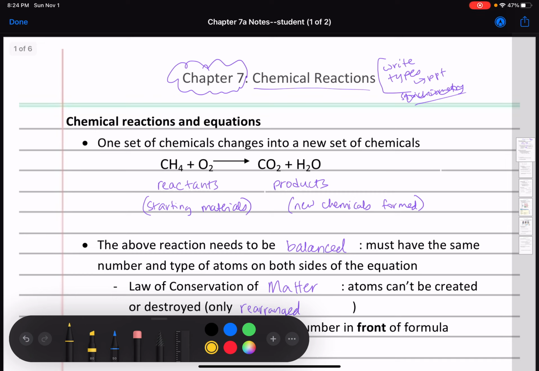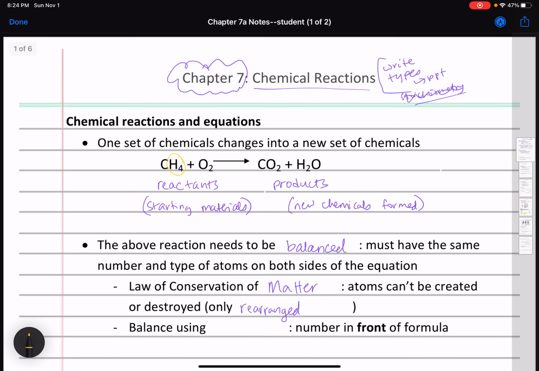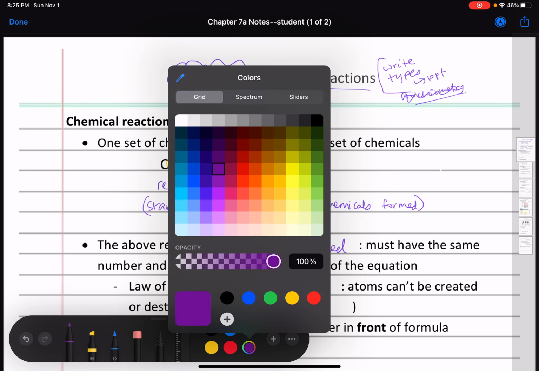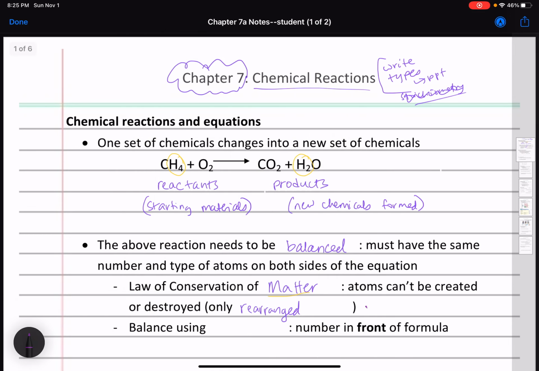So for example, if we look at these hydrogens, there's 4 hydrogens on the reactant side and 2 hydrogens on the product side. All right, that can't be. What happened to the other two hydrogens? They can't just poof, disappear, all right? Because of the conservation of matter, we can't disappear things. So we need to balance this equation, and we can balance it using numbers that we call coefficients.